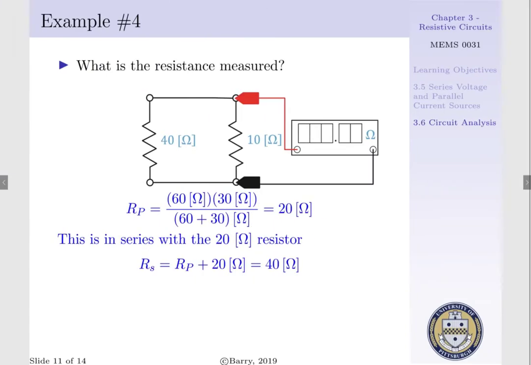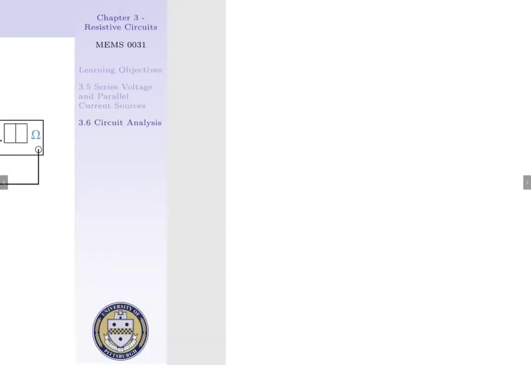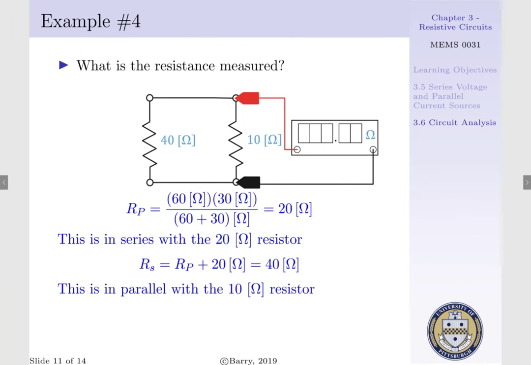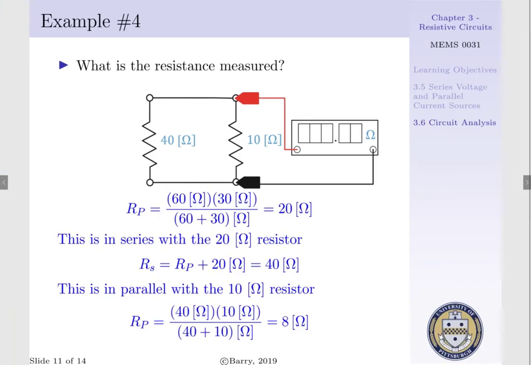Thus we can calculate our series equivalent as our parallel portion, Rp, plus our 20 in series, which gives us 40 ohms. Last but not least, we recognize our 40 ohm resistor is in a parallel configuration with our original 10 ohm resistor, such that we can calculate our parallel resistance, Rp, as 40 ohms times 10 ohms over the quantity 40 plus 10 ohms. Our parallel resistance is equal to 8 ohms, which is what our ohm meter is measuring.